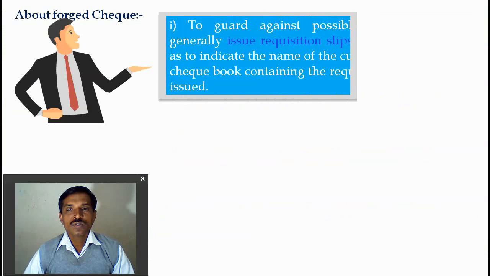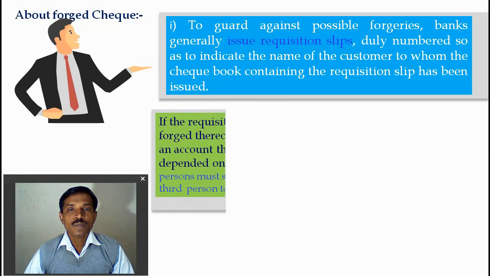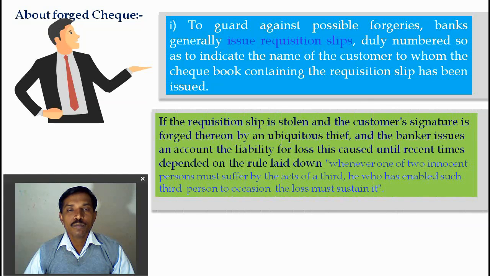So about the fraud check, to guard against possible forgeries, the bank generally issues a requisition slip before the payment. The requisition slip is important, duly numbered so as to indicate the name of the customer to whom the checkbook containing the requisition slip has been issued. The requisition slip is filled up by the payee and the customer. It is important to safeguard the bank.